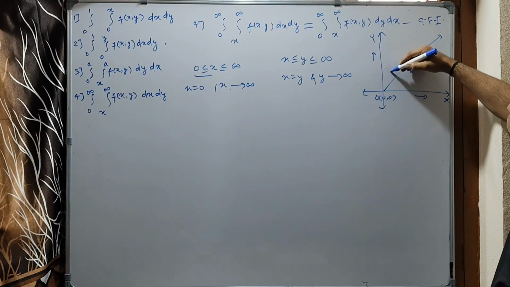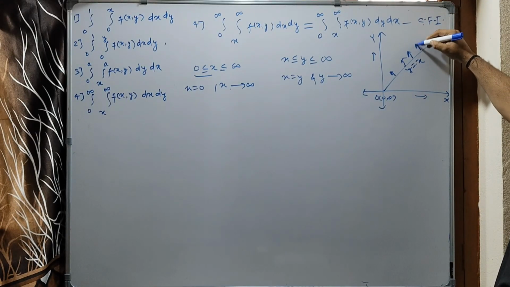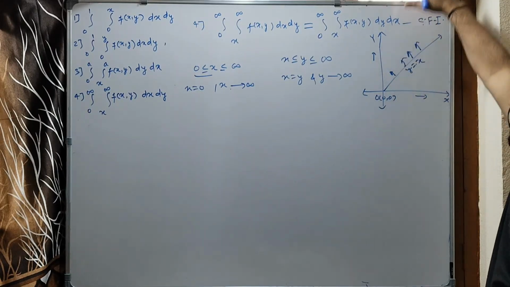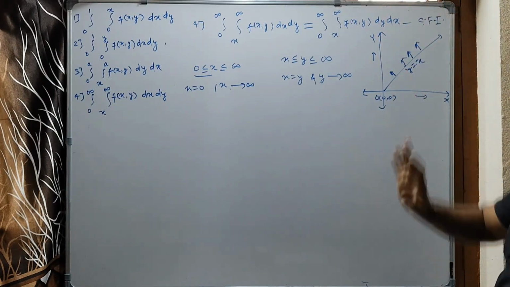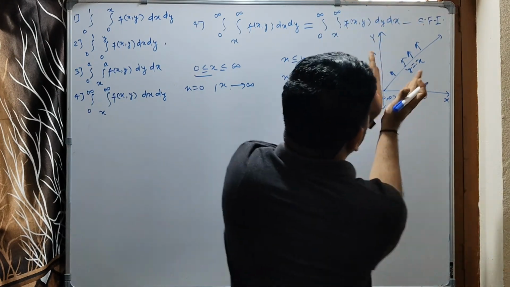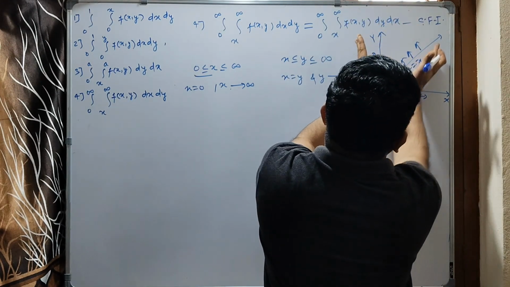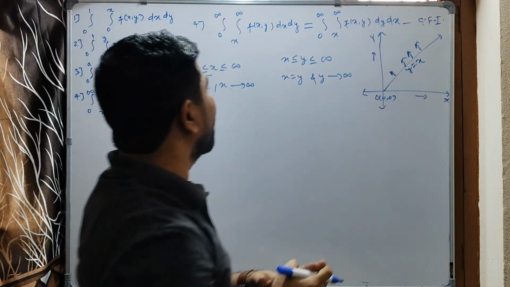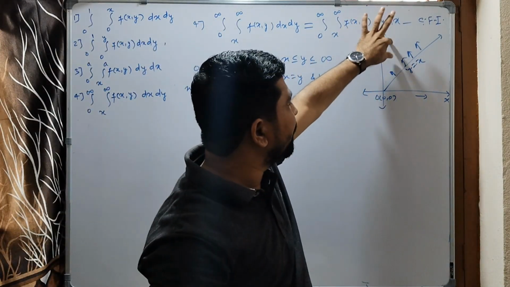So here the region of my integration is bounded by the y axis and the line y equal to x, and it extends up to infinity. So there is no bound in this direction. Here my region of integration is bounded by this line y equal to x and the y axis, and that extends up to infinity. Now this is my region of integration.